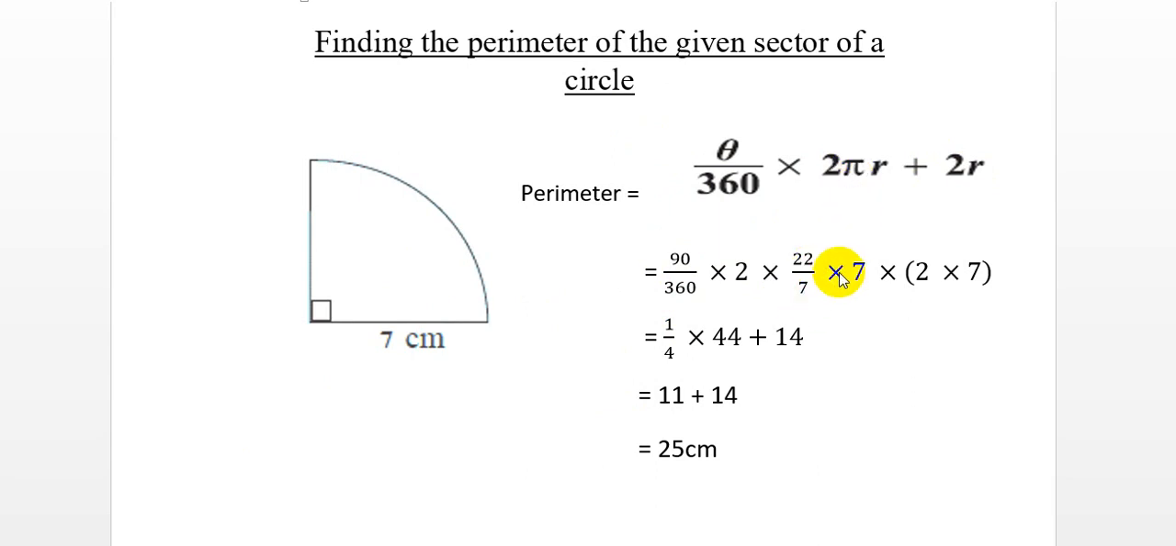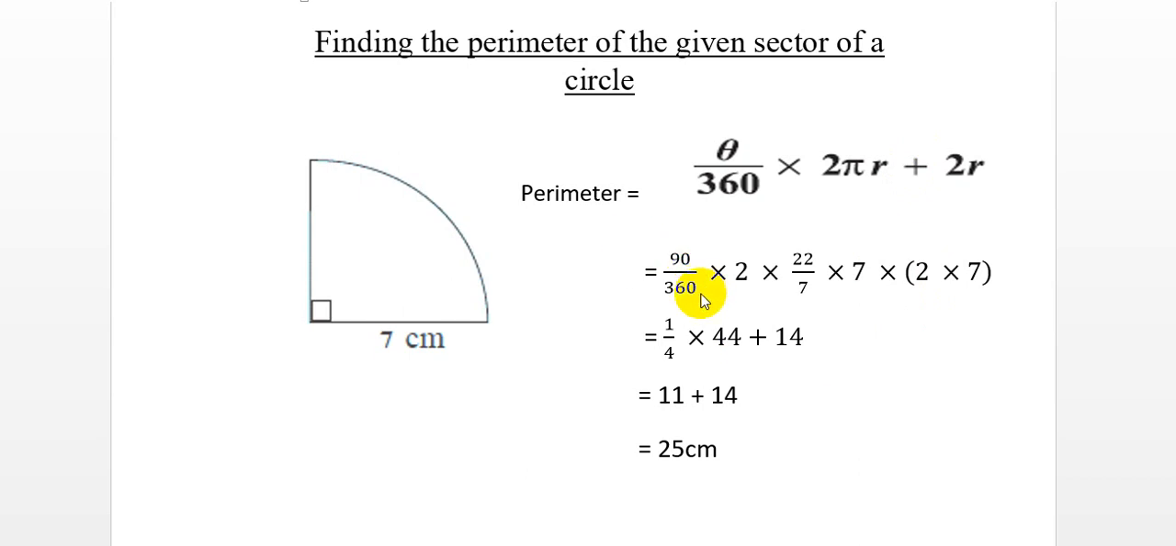So theta refers to 90 degrees, 90 over 360 into 2 into pi, which is 22 over 7, into the radius, 7 centimeter, and here this should be plus 2r. There's a small typo here. This shouldn't be multiplication, this should be plus 2r. As you can see in the equation, it is plus.